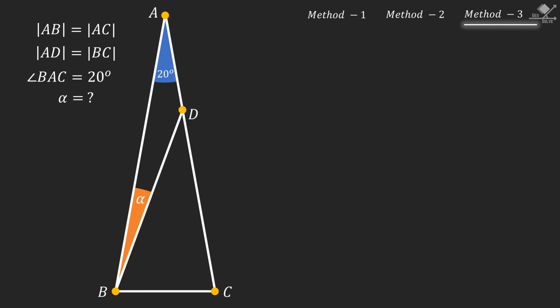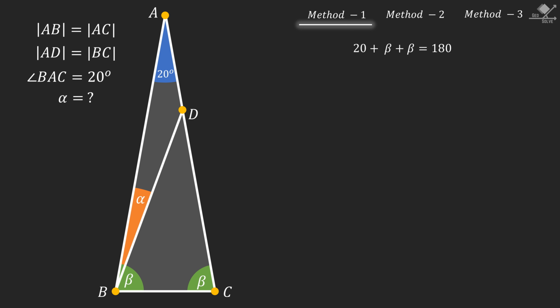Now let's start with solution method 1. We know that triangle ABC is isosceles. So its base angles should be equal, and let's call them beta degrees each. If we sum up the internal angles of this triangle, we can find beta to be 80 degrees. And let's show these angles on the question.